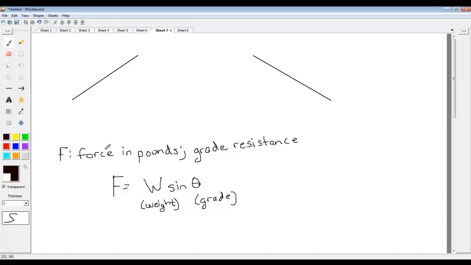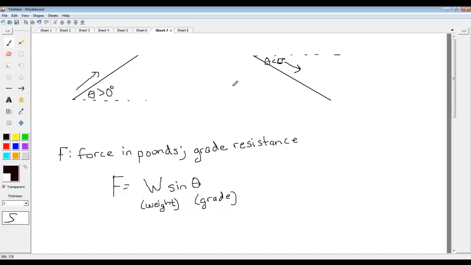If your car is going uphill, then you've got theta right here, and it's going to be positive. If your car is going downhill, then you've got your theta right here. It's going to be negative. So you can use this formula to help you figure out force in pounds, or if you know force in pounds, you can find the weight.